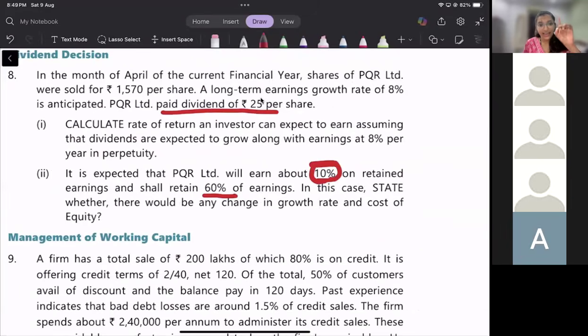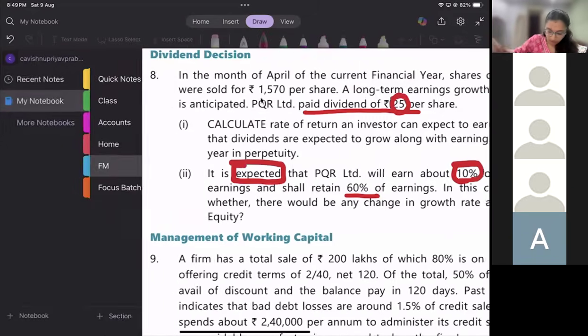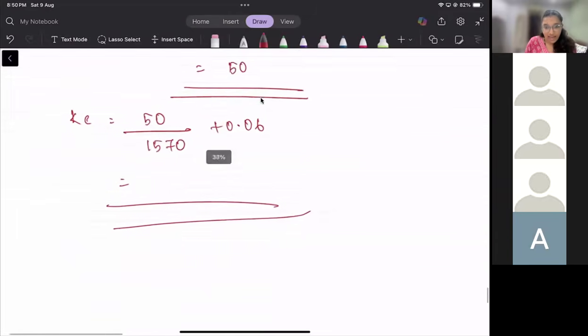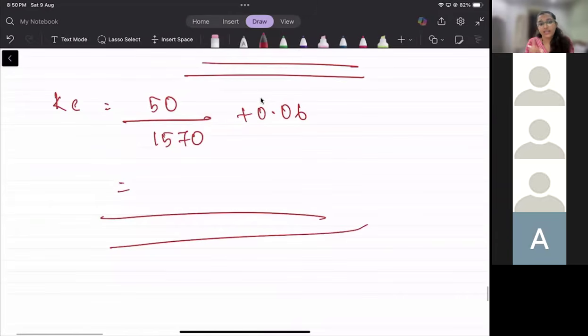And one more thing. Again, there will be a confusion. Shouldn't we take this 50 as D0 and calculate growth? No, because here they have given paid, but here they have said it is expected that. So they are talking about the future. They are already telling us that in the future we are going to have a 10% return and 60% retention ratio, which means they are already talking about the future. Clear? That is why ICA has not again considered the growth rate.